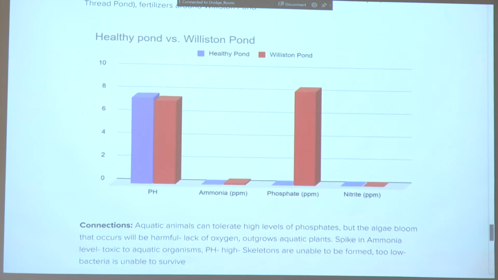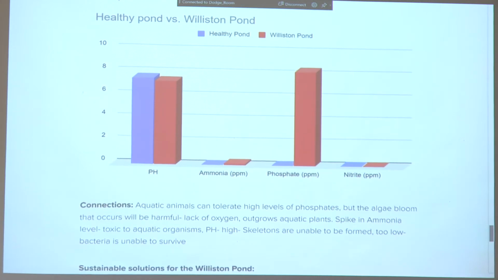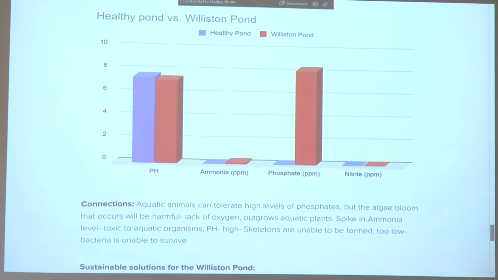And so here is a healthy pond next to the health of the Williston Pond. The pH levels are very good. About 7.5 should be where it is, and it was about 7.3, so that is good to see. Ammonia was a very low concentration, a little bit above what it should be, but that is kind of expected with the fertilizers used around the edge of the Williston Pond, and the organic compounds being broken down. And the phosphate levels were also very high, also due to the fertilizers.